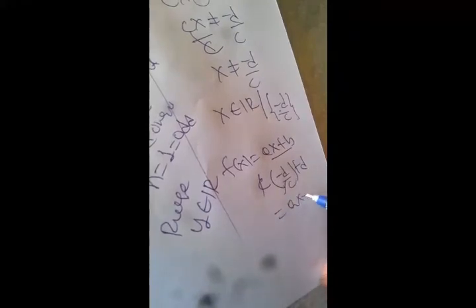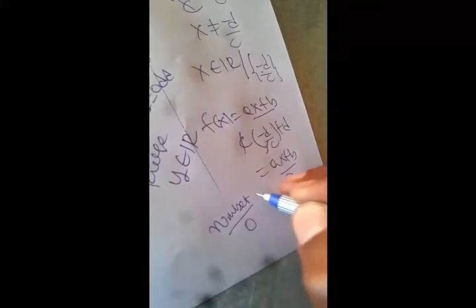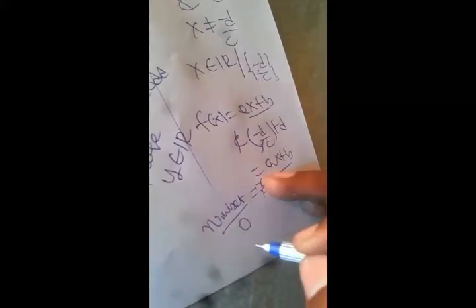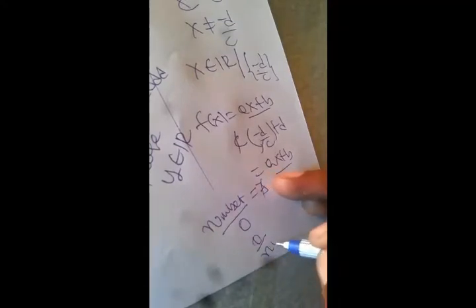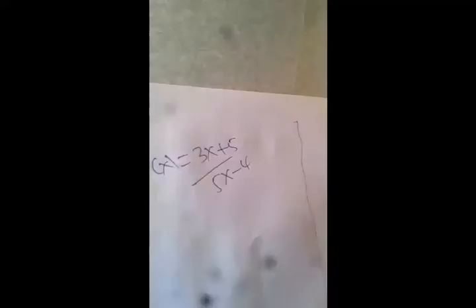Therefore, (ax + b) over 0. And we know that a number divided by 0 is never a real number, and 0 divided by a number will always be 0. You have to take this seriously.